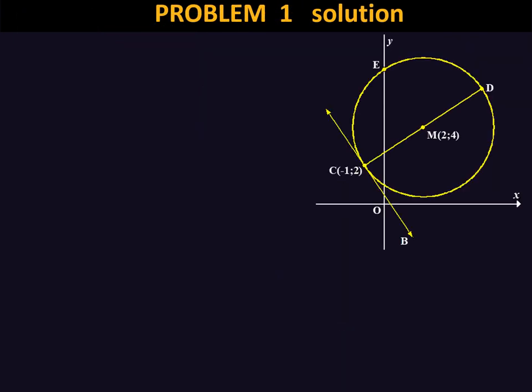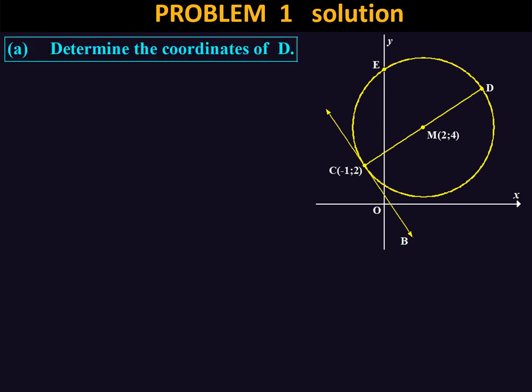Let's look at our first question here. So there we have our diagram. That's the first question. Determine the coordinates of D. Remember from the previous video, coordinates of a point, 2 questions. Where is the D? On the circle. Where else is the D? On the diameter. So that's what we'll use, the circle, the diameter of the circle, to find that coordinate there.